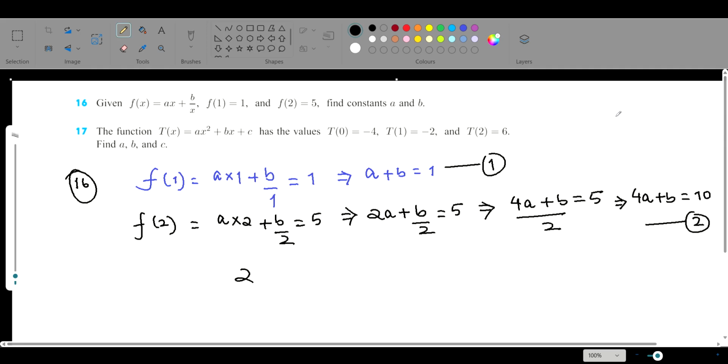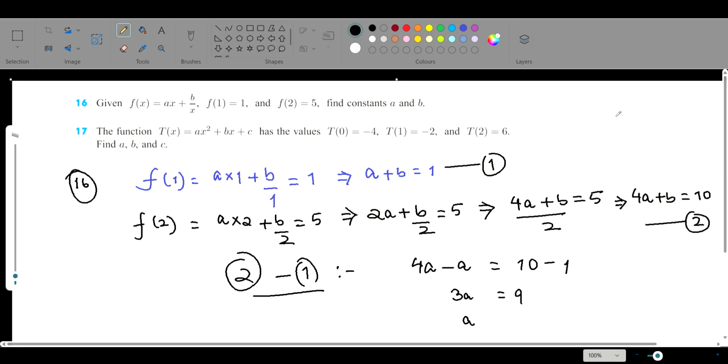So what you can do here, I can subtract equation 1 from 2. So it will be 4a minus a, and b minus b will cancel out. 10 minus 1, which will be 9. So it is 3a is equal to 9. Hence my a value is 3.